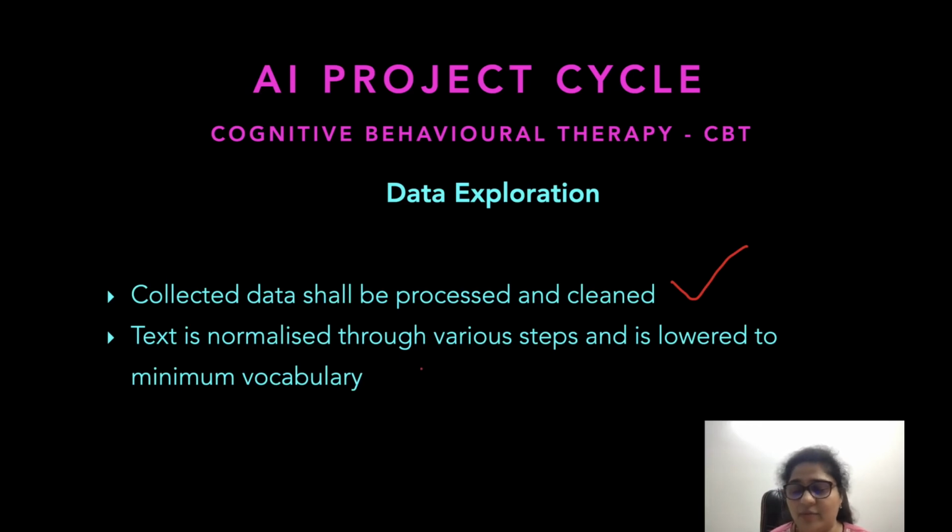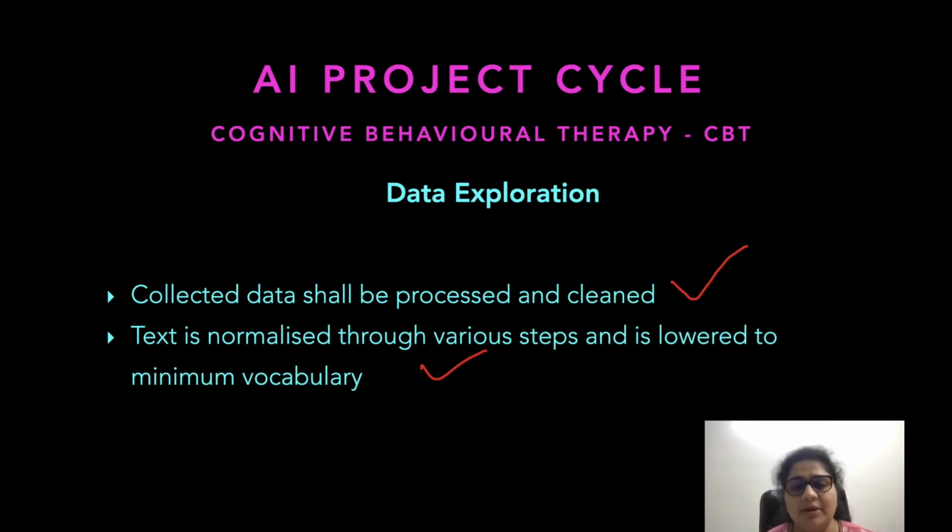And then the next part is the text. It's another way of saying the data should be clean and processed. The text should be normalized through various steps and lowered to minimum vocabulary. I'll give you one example.